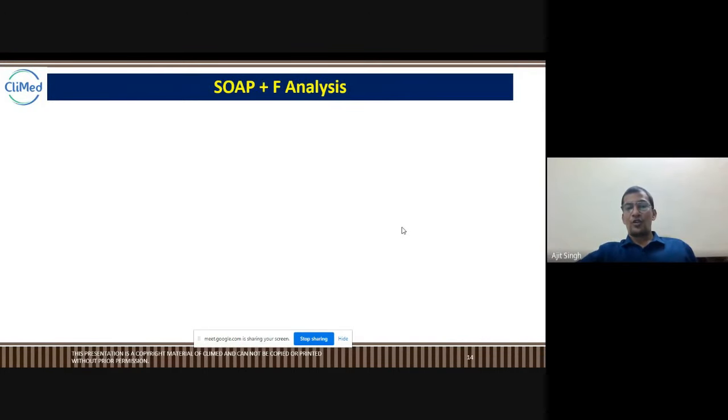Okay, so now SOAP and F analysis. We usually call it SOAP analysis. You PharmDs also, we PharmDs, do SOAP analysis, that is subjective, objective, assessment, and planning. But I have added one more thing, SOAP plus F analysis. F is follow-up. Follow-up is also necessary in case of cardiology. Because if you are not following the patient for medications, for the symptoms, for the recurrence, for the medication compliance, it will not be good, because the patient can develop anything anytime. So follow-up is very much necessary.